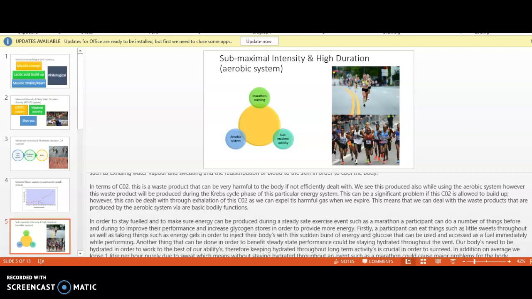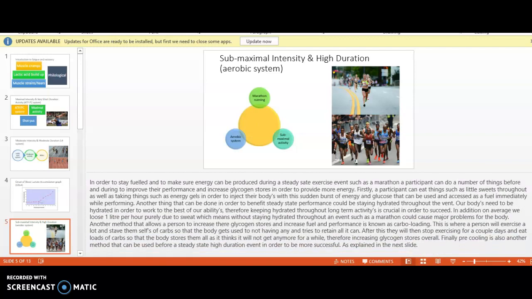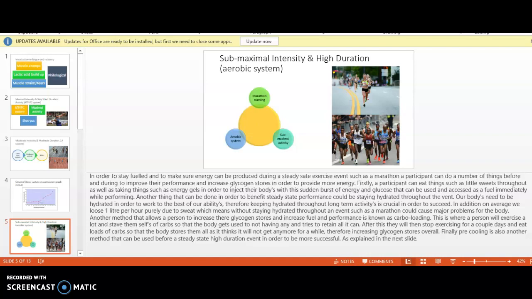However, this waste product will be produced during the Krebs cycle phase of this particular energy system. This can be a significant problem if CO2 is allowed to build up. However, this can be dealt with through exhalation of CO2, as we can expel harmful gas when we expire. This means that we can deal with the waste products that are produced by the aerobic system via our basic bodily functions.